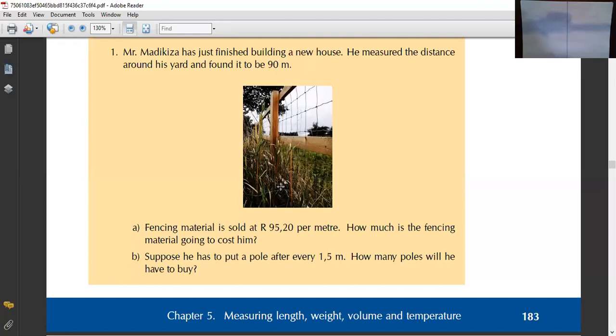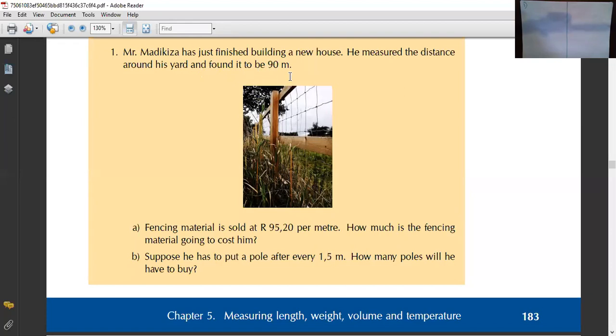This is our question number 1 for the activity. I'm going to show you the working for this question. Hopefully you will be doing this question as I'm doing it with you. Let's look at this question again. Mr. Madikiza has just finished building a new house. He measured the distance around his yard and found it to be 90 meters.